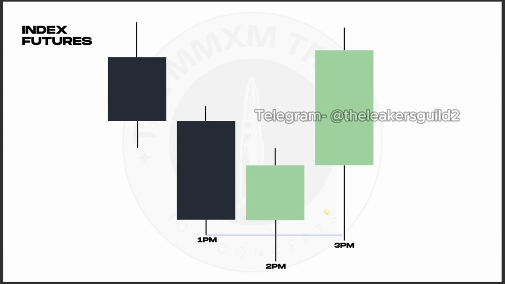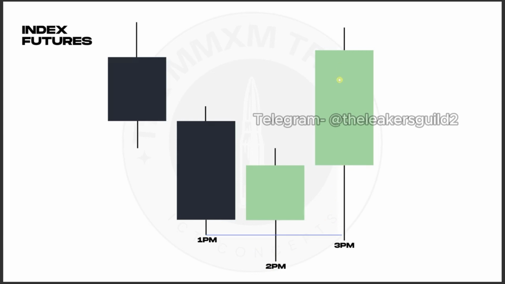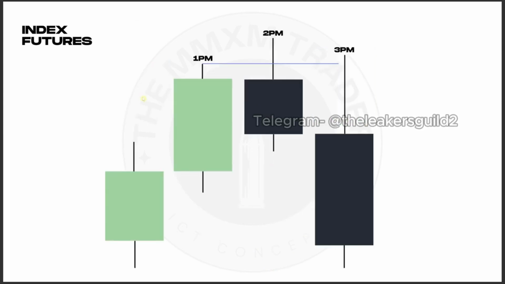And then the 3 p.m. candle should be a manipulation lower, but respecting this low, right? And then the distribution phase should happen upwards. And for a bearish example, right, we want to have that 1 p.m.